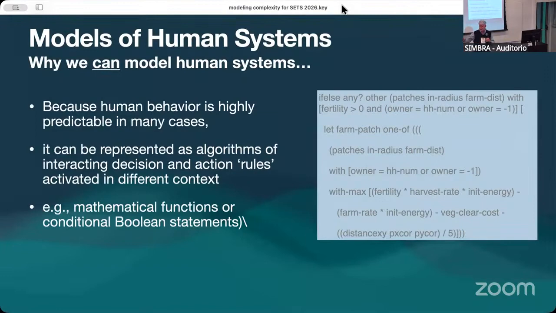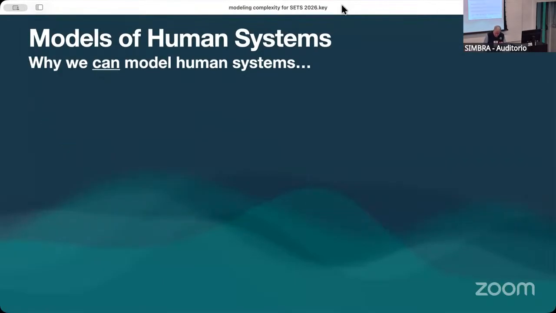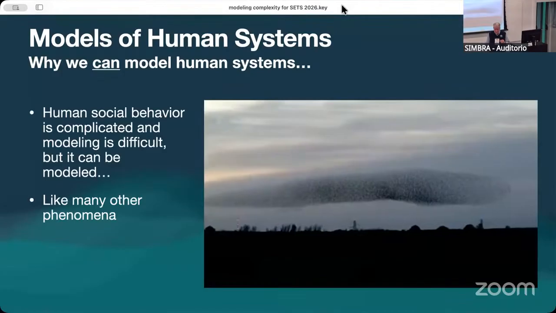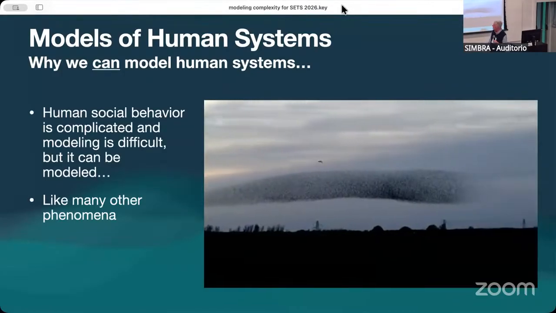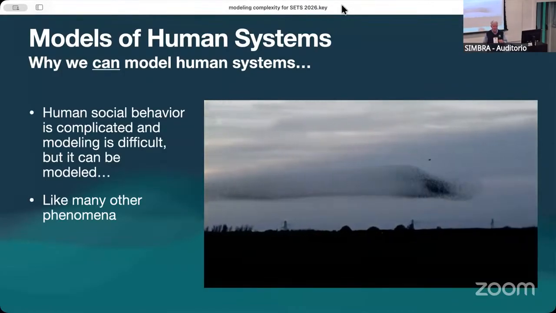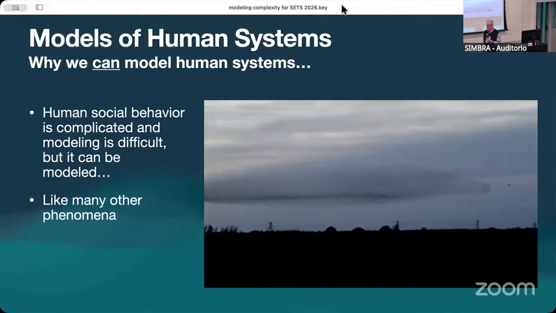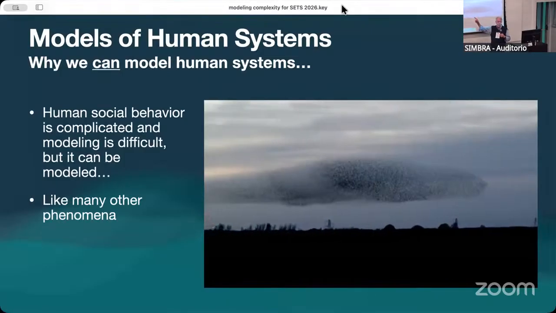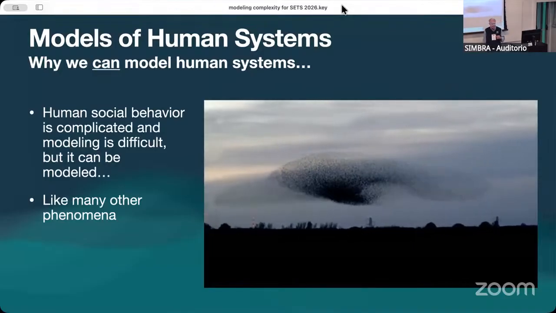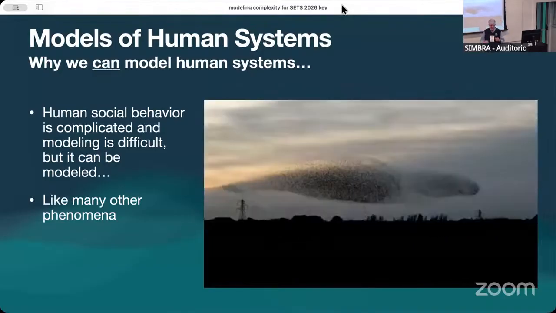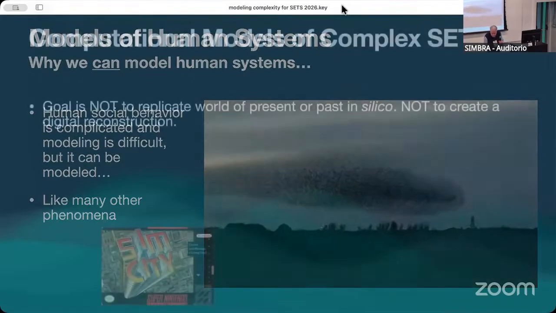I just took people through this yesterday in the workshop, and hopefully they weren't too traumatized by it all. Human social behavior is complicated. Modeling is difficult. It's hard to do. But that's the case for a lot of other phenomena. Birds have agency too, and we can model them. Fish have agency, but we can model them. We're not any different in that sense. So we can do this.